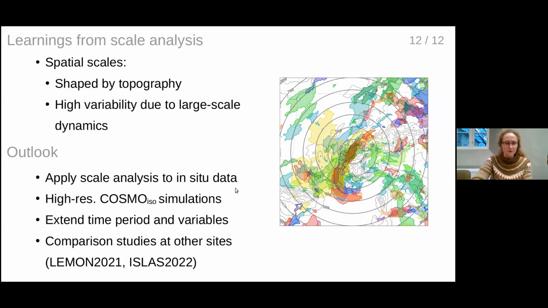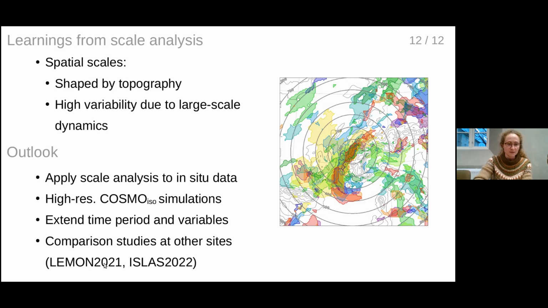And just an outlook of what's further possible. First of all, we would like to apply our analysis to the in-situ data and also increase the resolution of the Cosmo simulations, as the campaign site is in the Alps and we have quite complex topography, so a high-resolution simulation might improve the Cosmo output. Furthermore, extend the time period to more than just these 2 weeks, and also look at further variables. And last but not least, also look at other sites.